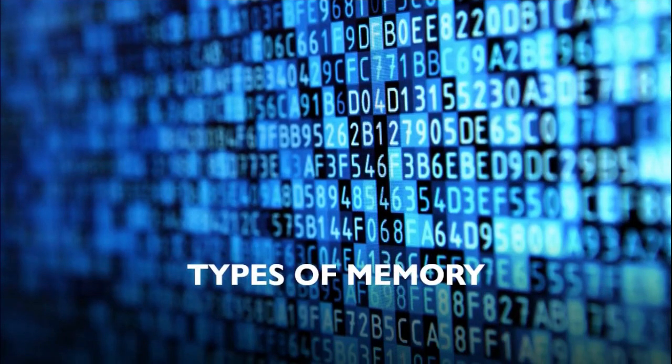Types of memory. Memory has three main types or formats. Each one is used for a different purpose within a computer. They are DRAM, SRAM, and ROM. I will now go briefly over each type.